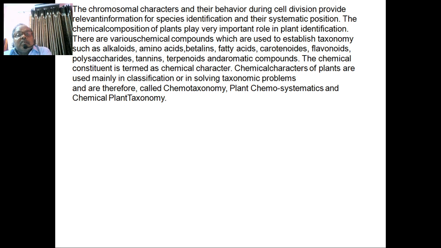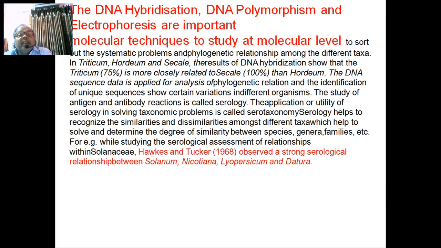The chemical composition of plants plays a very important role in plant identification. There are various chemical compounds used to establish taxonomy, such as alkaloids, amino acids, betalains, fatty acids, carotenoids, flavonoids, polysaccharides, tannins, terpenoids, etc. DNA hybridization, DNA polymorphism, and electrophoresis are important molecular techniques to study at the molecular level.